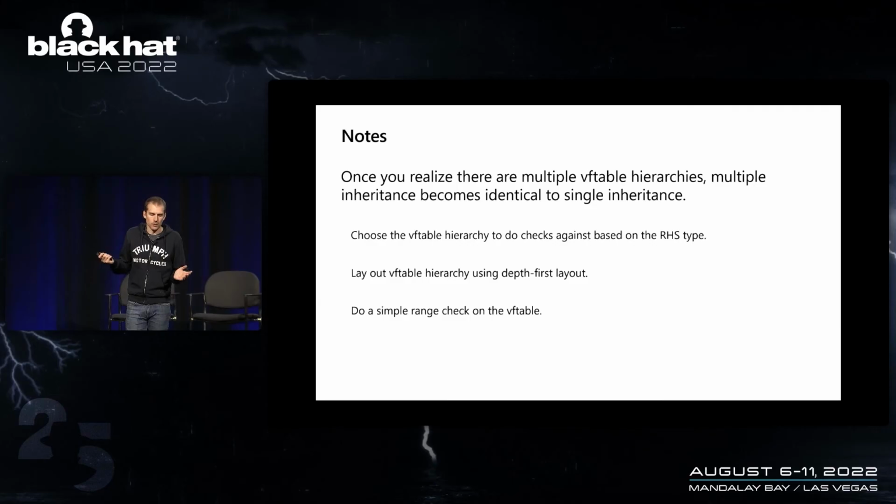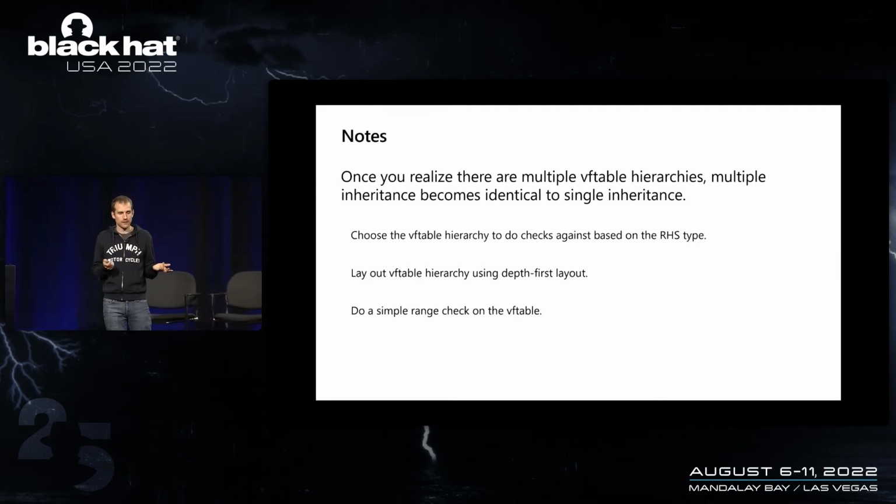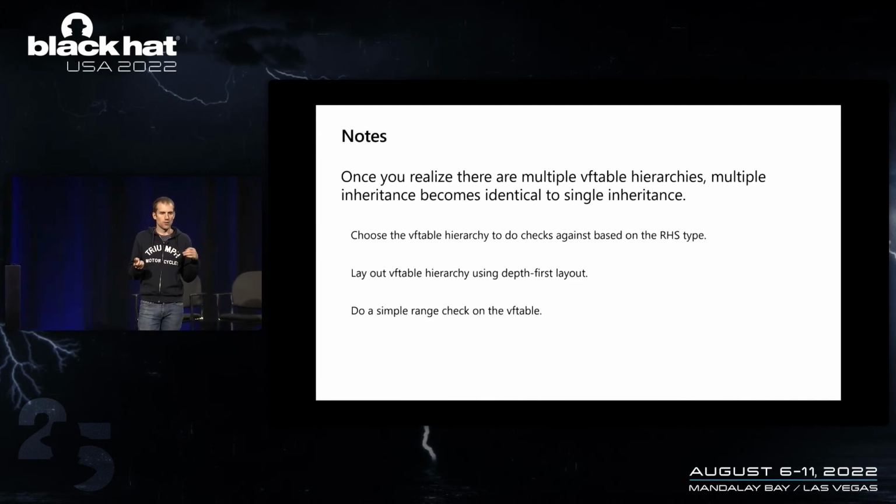So the point here is really that multiple inheritance seems scary, but it's actually effectively identical to single inheritance. We still do range checks. It still optimizes extremely well. You just need to be diligent about which vtable, or which vtable hierarchy, am I going to use for the cast check.